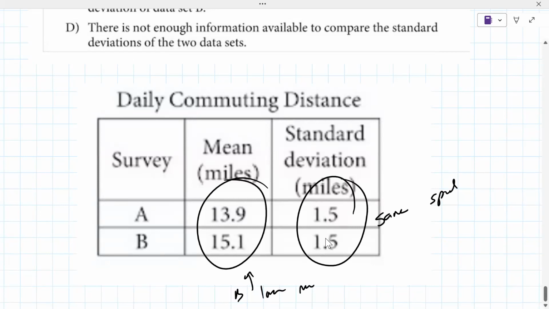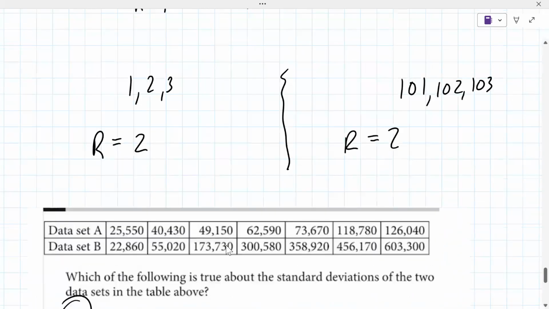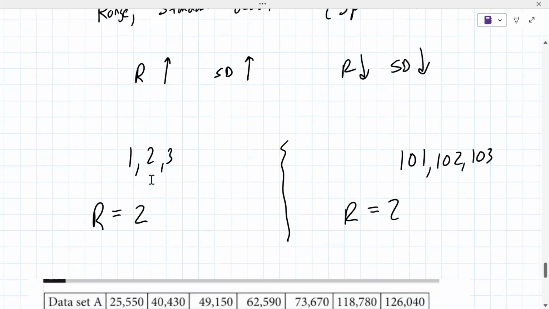They have the same spread, and that was that whole example of using these numbers. These actually have different means. The mean of the first one is 2, the mean of the second one is 102, but their spread is exactly the same.